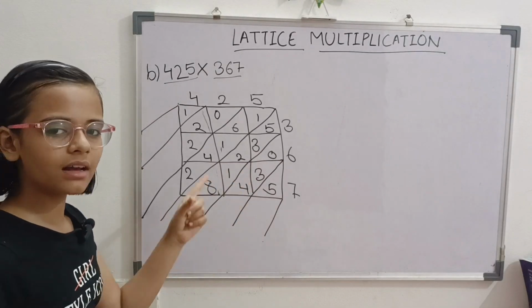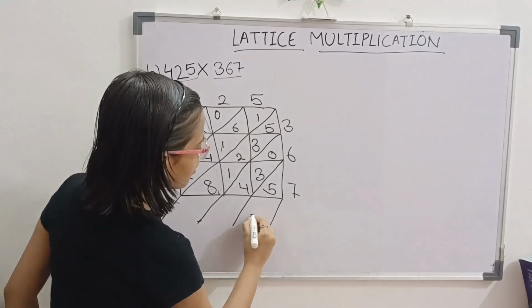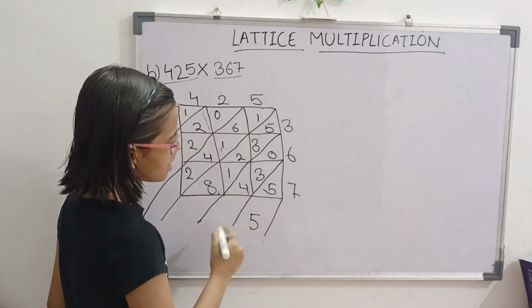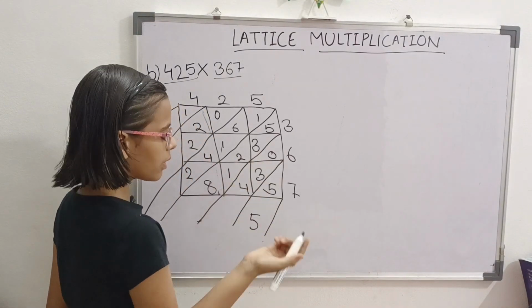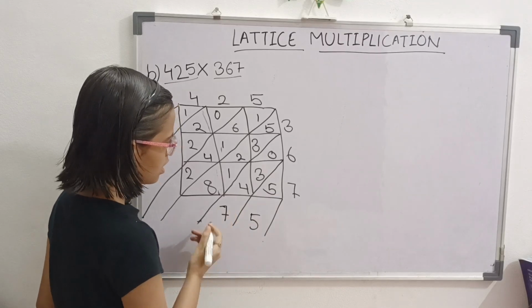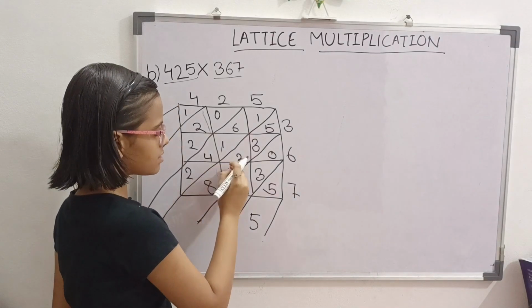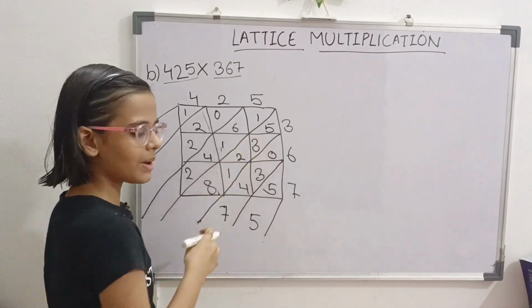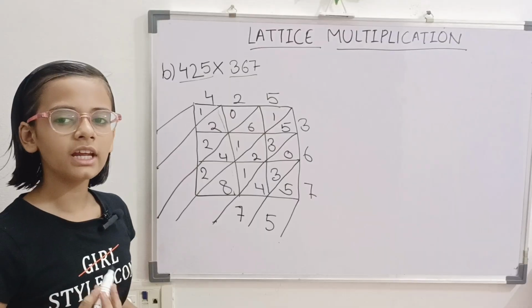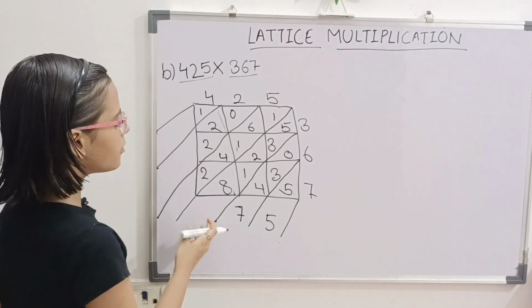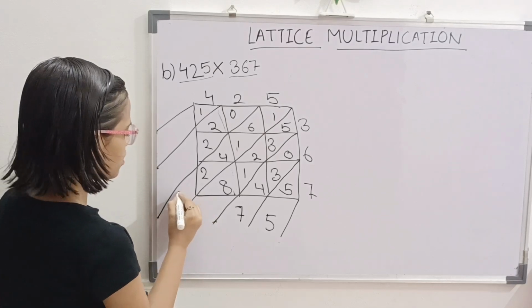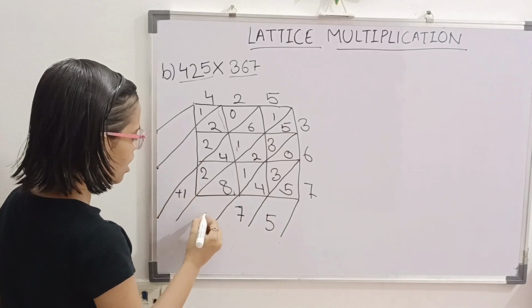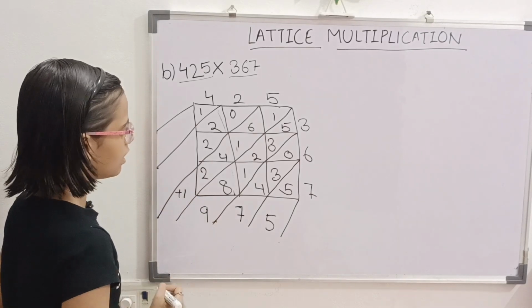Now we have to add all the numbers. 5 as it is. Then 4 plus 3 equals 7. And 8 plus 1 equals 9. 9 plus 2 equals 11. 11 plus 3 equals 14. And 14 plus 5 is 19. But we can't write 19 here. So 1 will be carried over and we'll write 9 here.